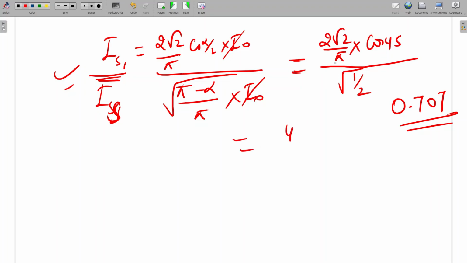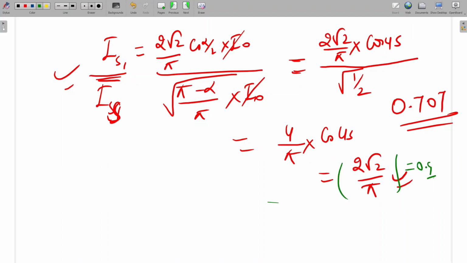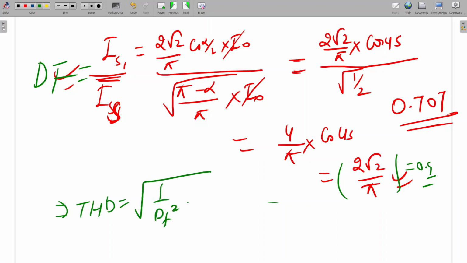This root 2 will go at top. So 4 by pi into cos 45. You can say 2 root 2 upon pi, which is 0.9. So THD we can calculate. This is called the distortion factor. THD will be under root of 1 by DF square minus 1, which is 0.483.